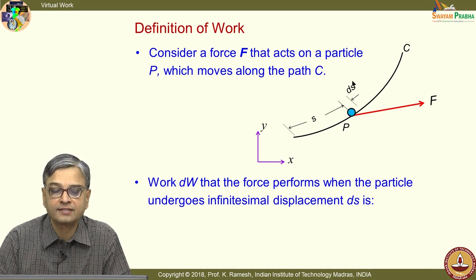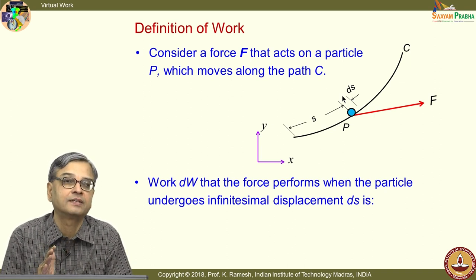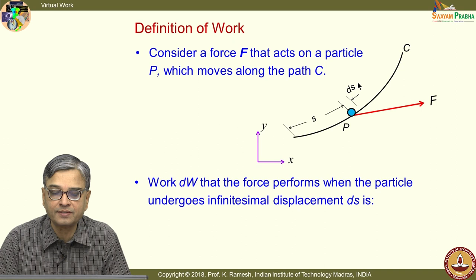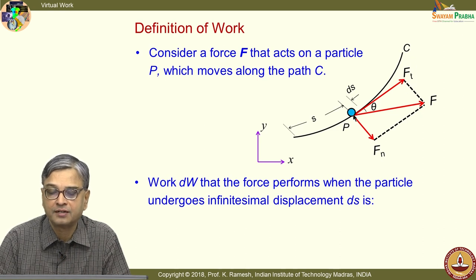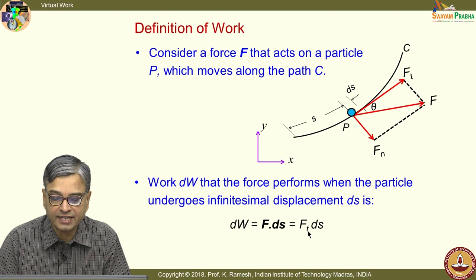You should also look at the symbolism that I am using. We are now discussing work, not virtual work. When we discuss work, I put the infinitesimal quantities as simple d and s. We will use a different symbolism when I go in for virtual work. And when I have this force, this could be split into two components, tangential to the path and normal to the path. Then I can easily say what is the work done in the process. I get this as F dot ds. I get this as Ft into ds.